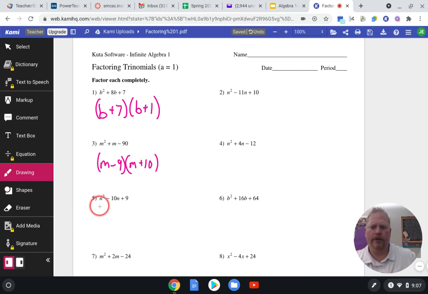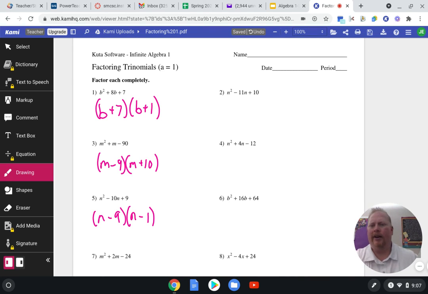Okay, if we take a look at the third one here, my c value is positive, so I know that my two signs match. The b value confirms they're both negative. So what two numbers multiply to be 9? Two negative numbers that multiply to be 9, but add up to be negative 10? Well, I think we're looking at n minus 9 and n minus 1.